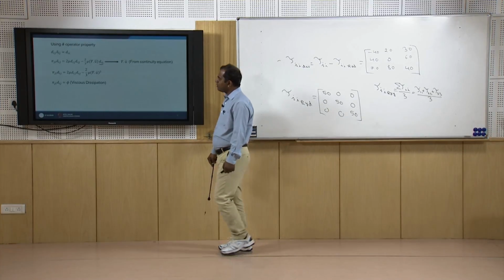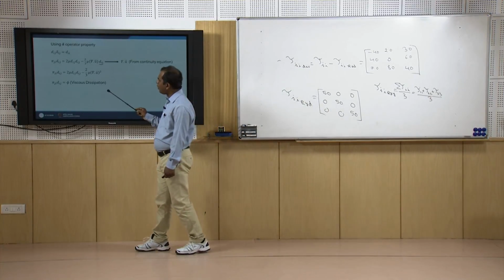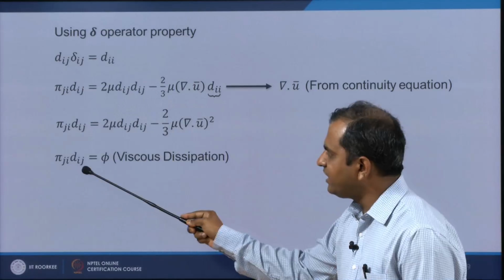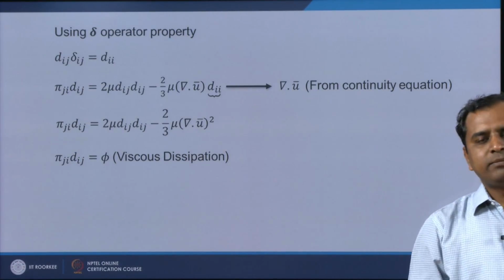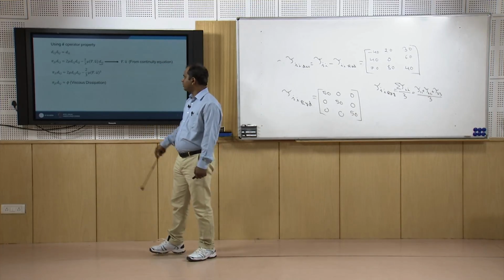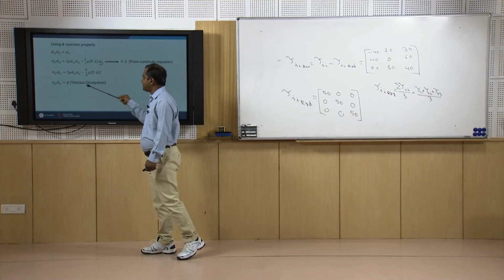But now let us define this whole term, pi ji into dij, whatever we have got over here, as a new term, viscous dissipation phi. So, we are calling this one viscous dissipation phi.